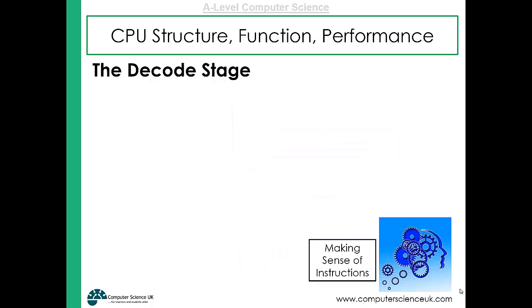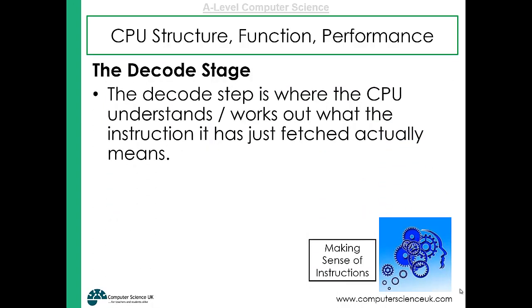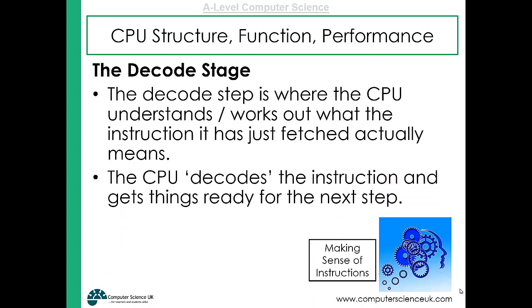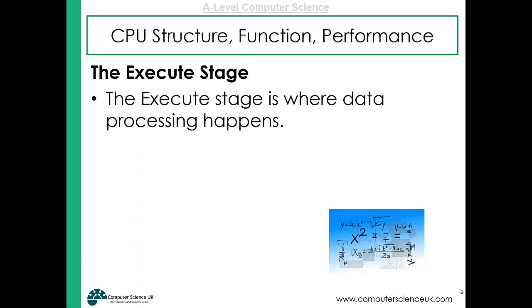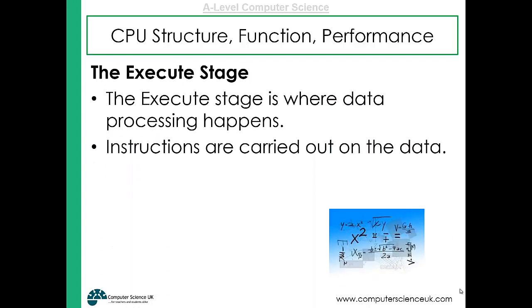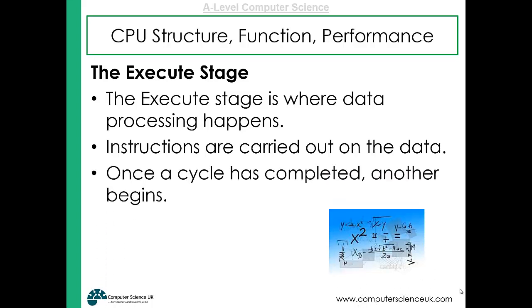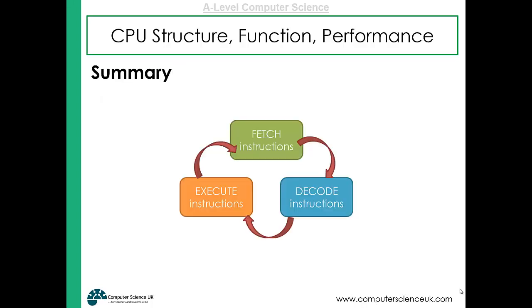The next stage is the decode stage, and this is where the CPU will make sense of the instructions that it's fetched and know what to do with the data that it's got. So the CPU decodes the instruction and then gets things ready for the next step. And the next step is the execute stage. The execute stage is where the processing actually takes place. The instructions that the CPU has been given are then carried out on the data. And then once that cycle is completed, another one begins. And that's the fetch, decode, execute cycle.